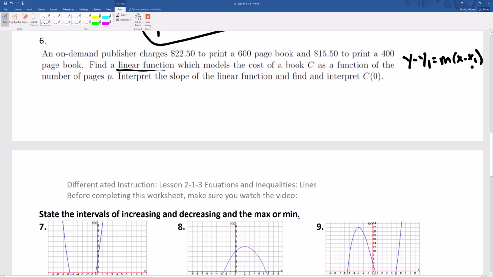Well, if that's the case, I know that the cost is going to be my y value. I want to get my y value by itself, so I'm eventually going to have to do that, of the number of pages. That tells me immediately that the number of pages is going to determine my cost. So the independent variable is pages, the x value is the pages, and the y value is going to be the cost. So it gives me this information.